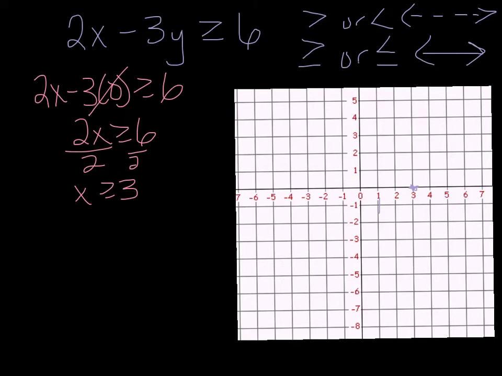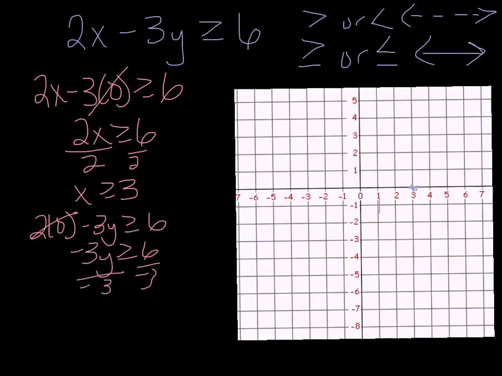So to find the y-intercept, I'm going to make x 0. So that goes away. Now we have negative 3y is greater than or equal to 6. Divide by negative 3. Now remember, when you're dividing by a negative, it changes to a less than. So this would be negative 2. So my y-intercept is negative 2.